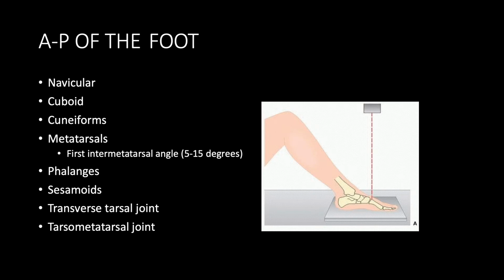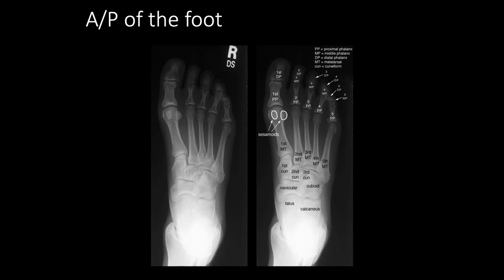So the AP view of the foot, you're really focusing more on the foot. The X-ray beam is shot down through the foot with the plate underneath. So you should be able to see all the midfoot area, and then the forefoot, including the metatarsals, the phalanges, the tarsal joints here. So this would be a good view of the AP.